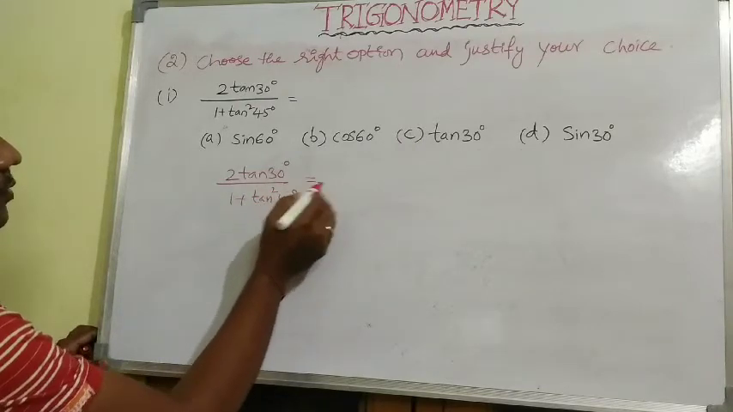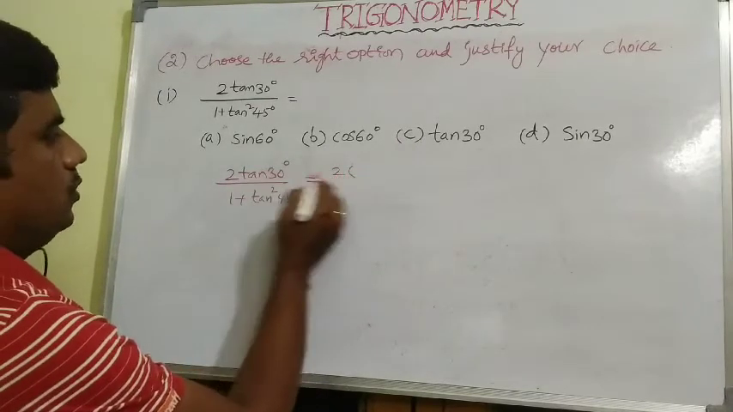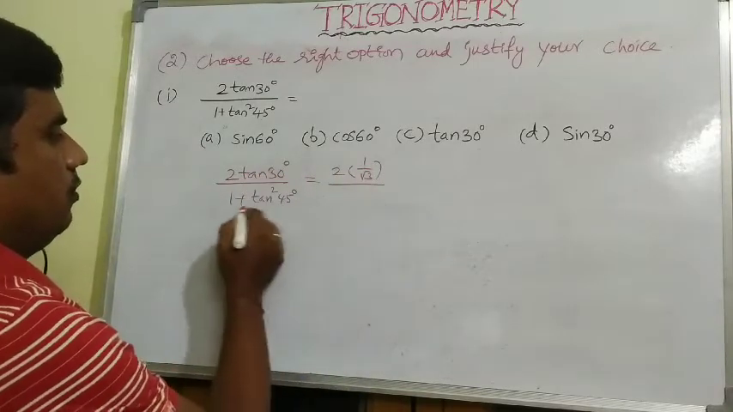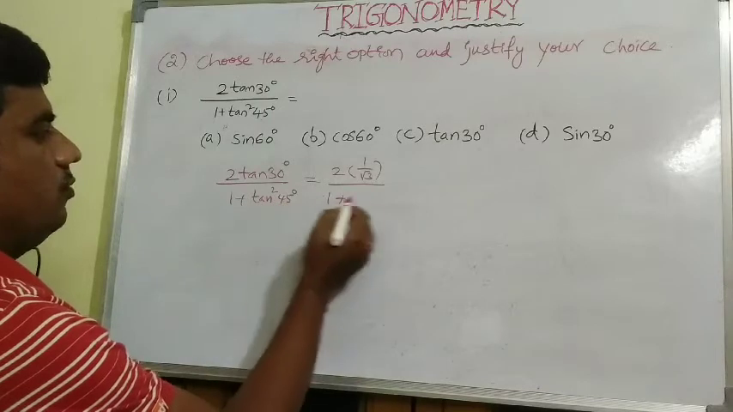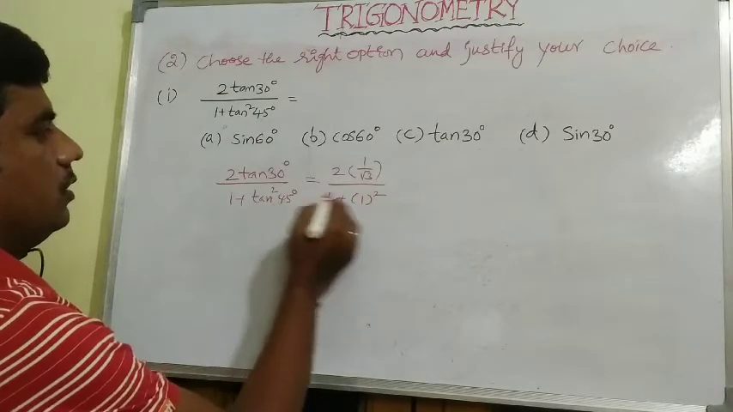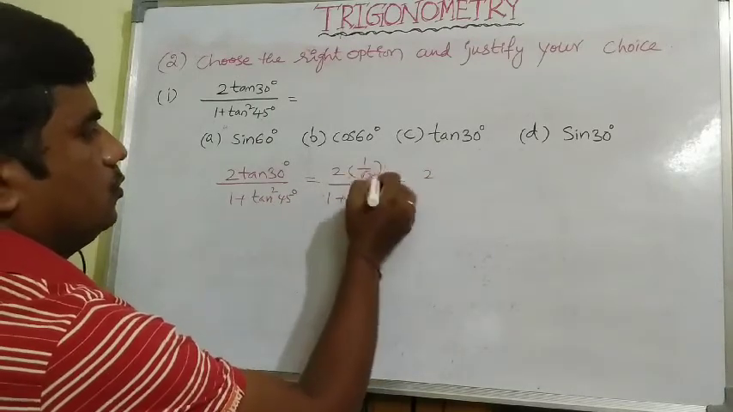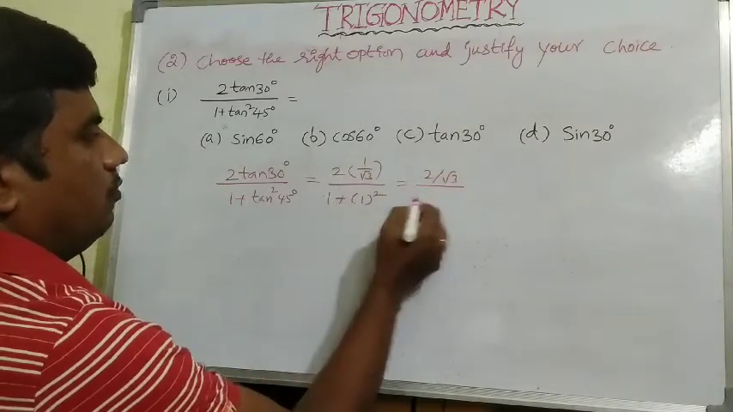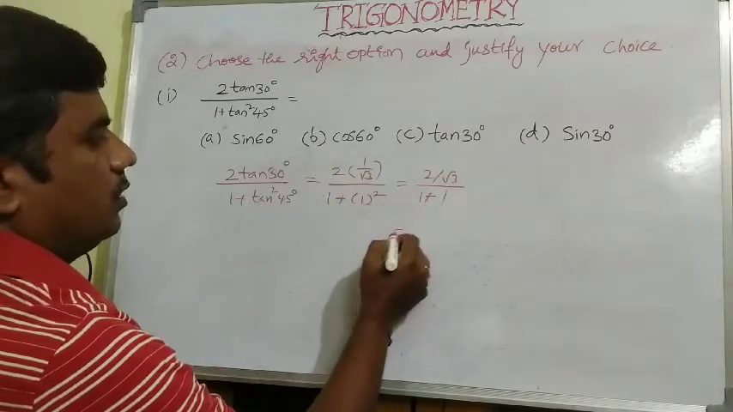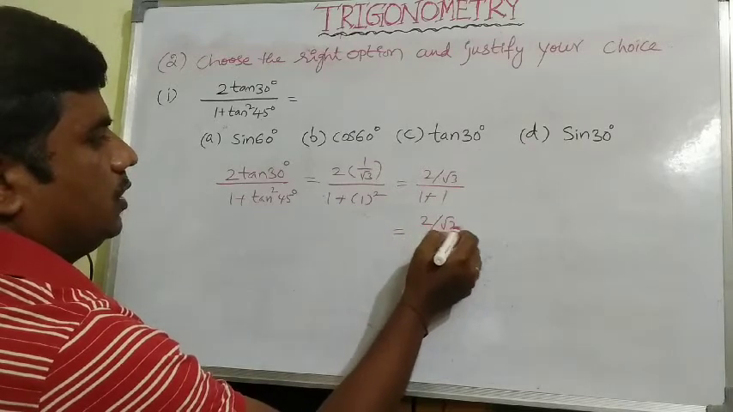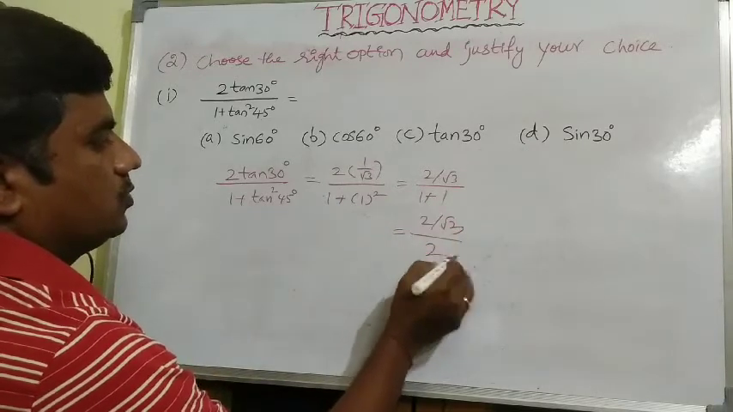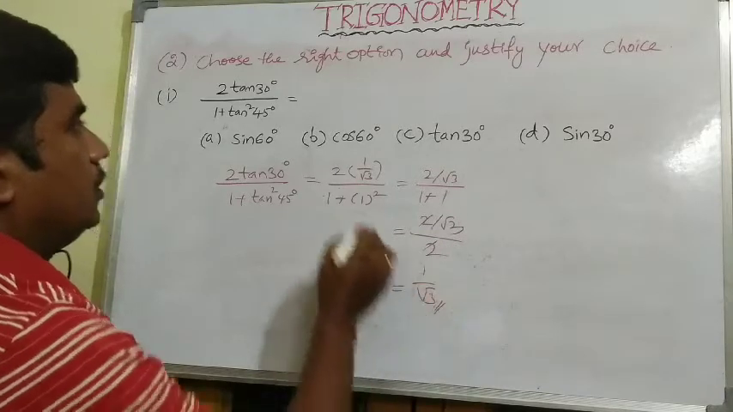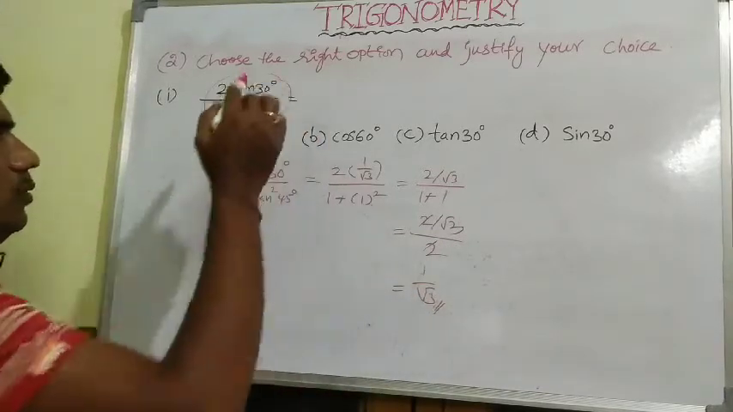Just substitute values. 2 into tan 30 value is what? 1 by root 3, by 1 plus tan 45 value 1 square. So 2 into 1 is 2, by root 3, by 1 plus 1 square value 1. That means 2 by root 3, by 1 plus 1 is 2. This 2 cancels, so 1 by root 3 will be left. So this total value is 1 by root 3.